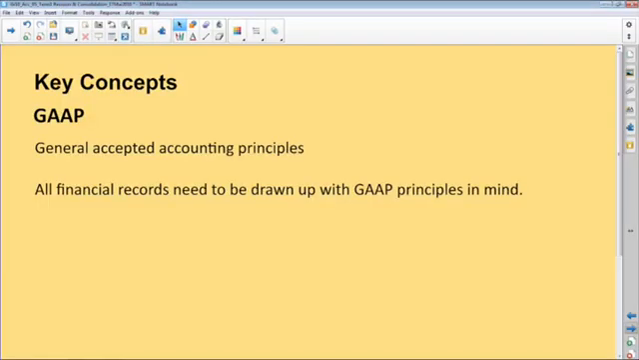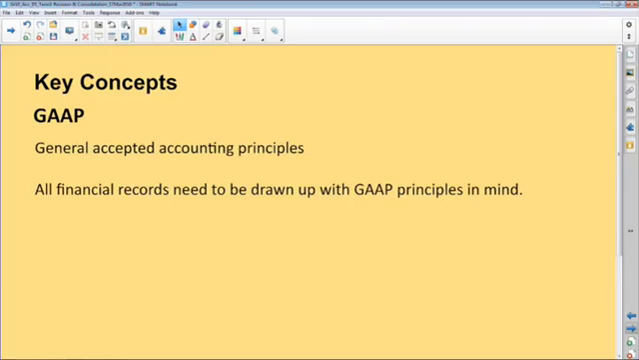Now, let's quickly jump in and look at, again, the GARP principles. Can you still remember the GARP principles? What does GARP stand for? Generally Accepted Accounting Principles. And all financial records need to be drawn up with these GARP principles in mind.